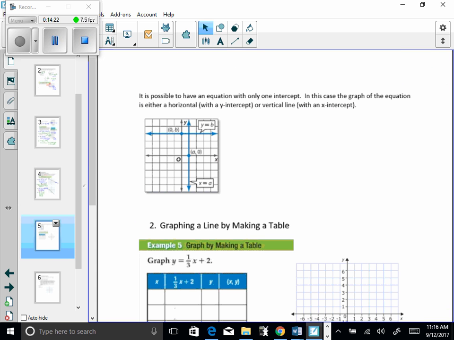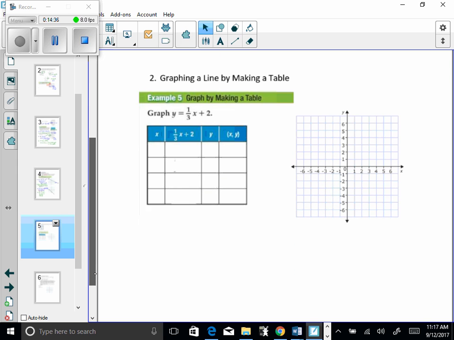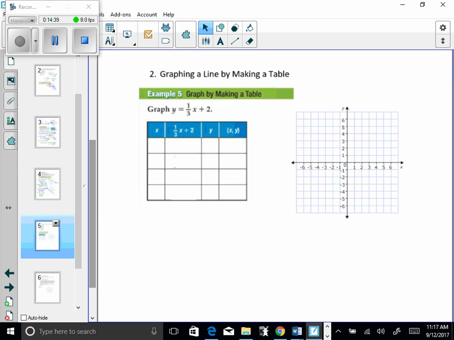It says it's possible to have an equation with only one intercept, either an x-intercept or a y-intercept. If I have an x-intercept only, then I'm going to have a vertical line. If I have a y-intercept only, I'm going to have a horizontal line. Another way to graph an equation is to make a t-chart or make a table of values. And so when we do this, typically we pick values for x, and then we figure out what the corresponding value is for y, and we'll plot that ordered pair.